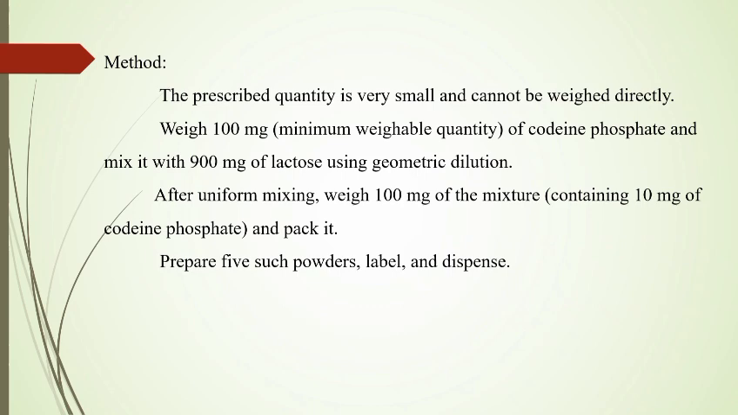Dispensing of this type of powders involves the geometric dilution method. In this method, the prescribed quantity is very small and cannot be weighed directly. For example, we weigh 100 mg of codeine phosphate and mix it with 900 mg of lactose using geometric dilution. After the uniform mixing, we have to weigh 100 mg of the mixture, which contains 10 mg of codeine phosphate, and pack it. This method is used for dispensing the potent drug powders.